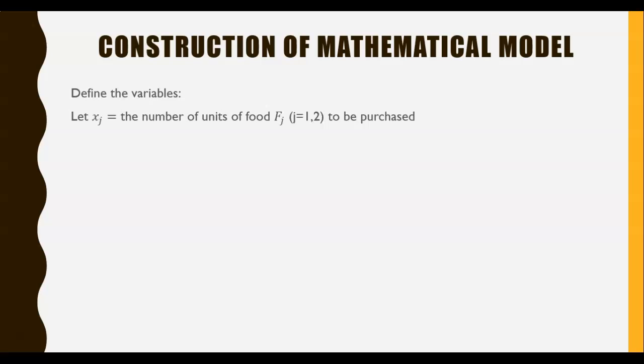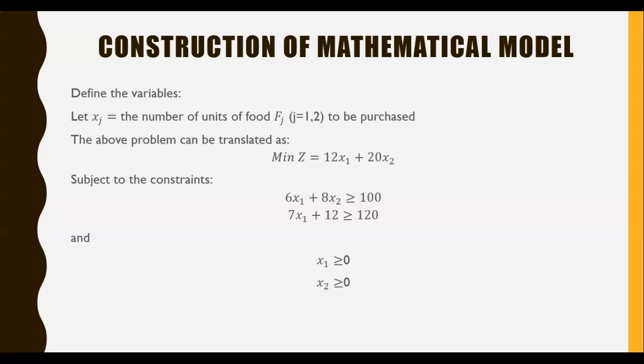What are these quantities, so that the minimum daily requirement of vitamins is met, and at the same time the cost of acquiring these two foods is minimum. So the above problem can be translated in mathematical form as: minimize Z. Let Z denote the cost, or objective function. This is the objective function. So minimize Z. Our objective is to minimize the total cost Z.